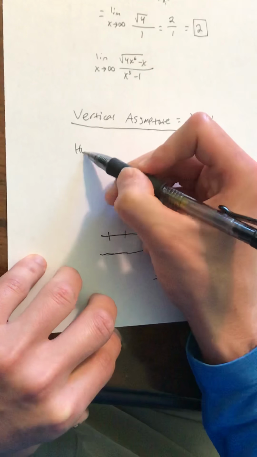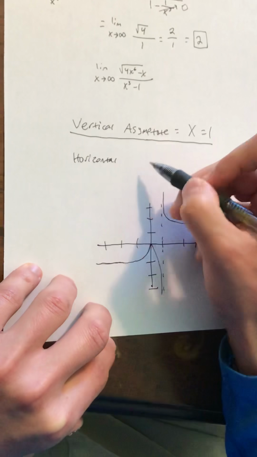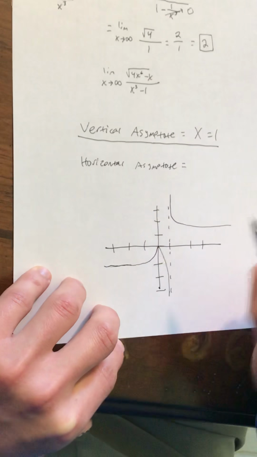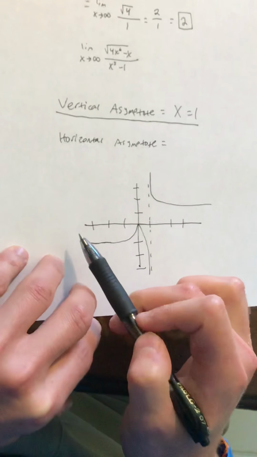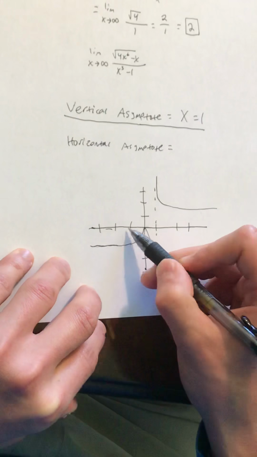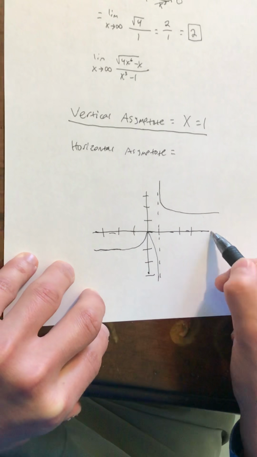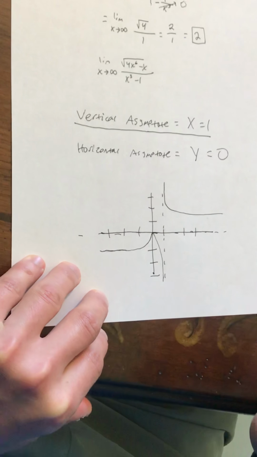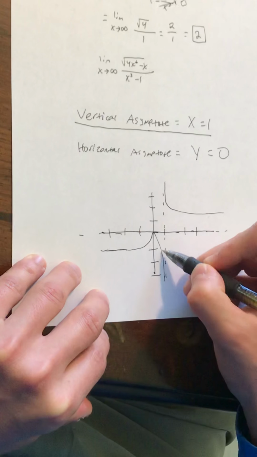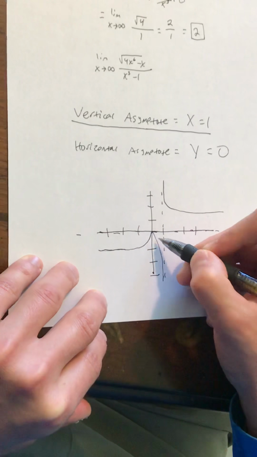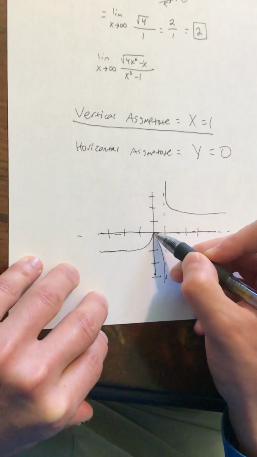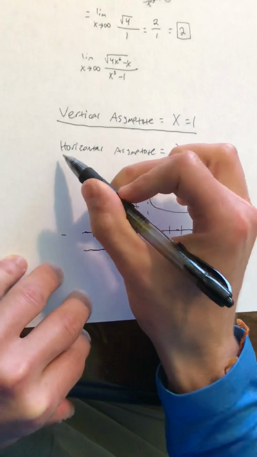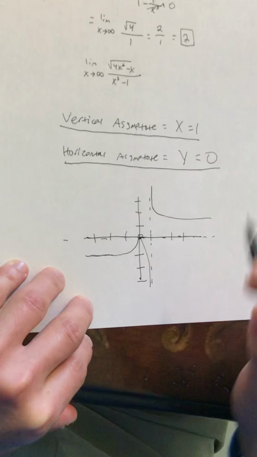So therefore, we will have a horizontal asymptote along y equals 0. As this line is moving to 0, it approaches 0 and it turns away from 0, so it is not defined at 0. So our horizontal asymptote will give us y equals 0.